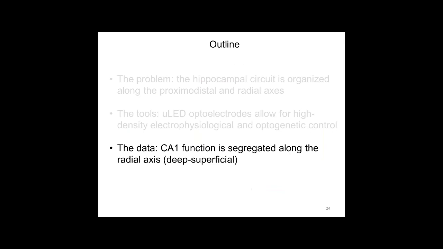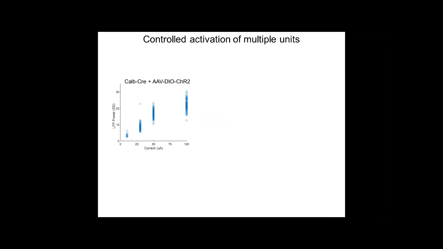Now we can move on and have a look at the data. I will only show you some glimpses of our data to illustrate how you can use these tools and how these can allow you to separate and segregate the activity, and how this is segregated along the radial axis in the CA1.